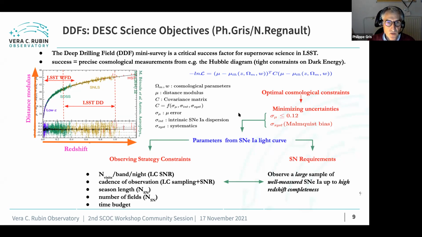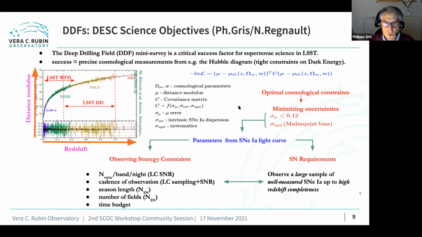And you also have on this plot 2 redshift ranges. For the supernovae in the WFD survey, typically between 0.01 up to 0.45, and for the LSST deep drilling mini survey, we would have something between 0.3 and 1. So if we want to probe higher redshifts, we need to use the DD mini survey.